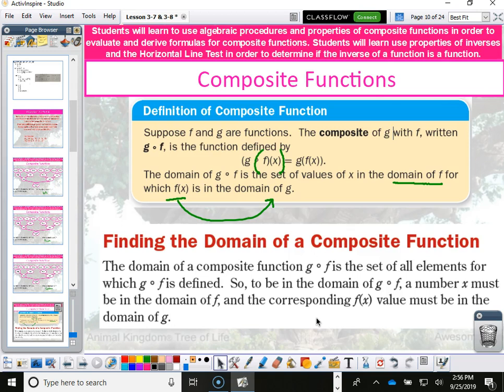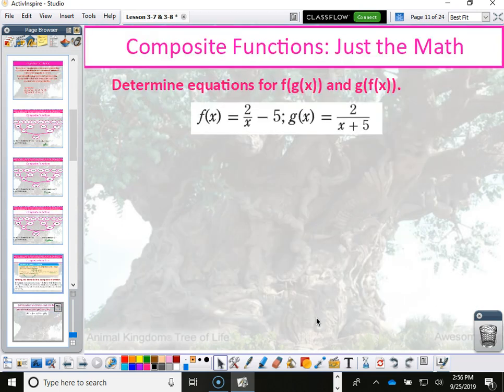And so we'll take a look at what we're talking about there. Okay, but first, how do we find a composite? Well, to find a composite, we're asked to do two things here. We're first asked to find f of g of x. So that means we're going to take the g function, which is 2 divided by x plus 5, and we're going to plug that in for x. So we're actually going to do f of 2 divided by x plus 5, which means we're going to take 2 divided by x plus 5.